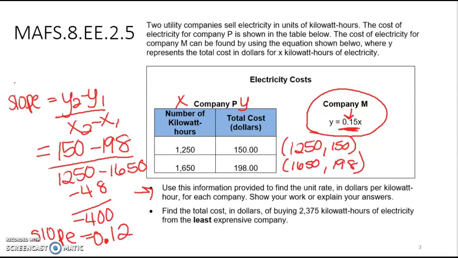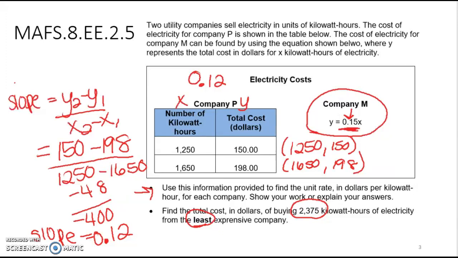So what I want to do is I'm now going to compare these. So I found out that company P is the rate of change is 0.12, company M is 0.15. So find the cost in dollars of buying 2,375 kilowatt hours of electricity from the least expensive company.